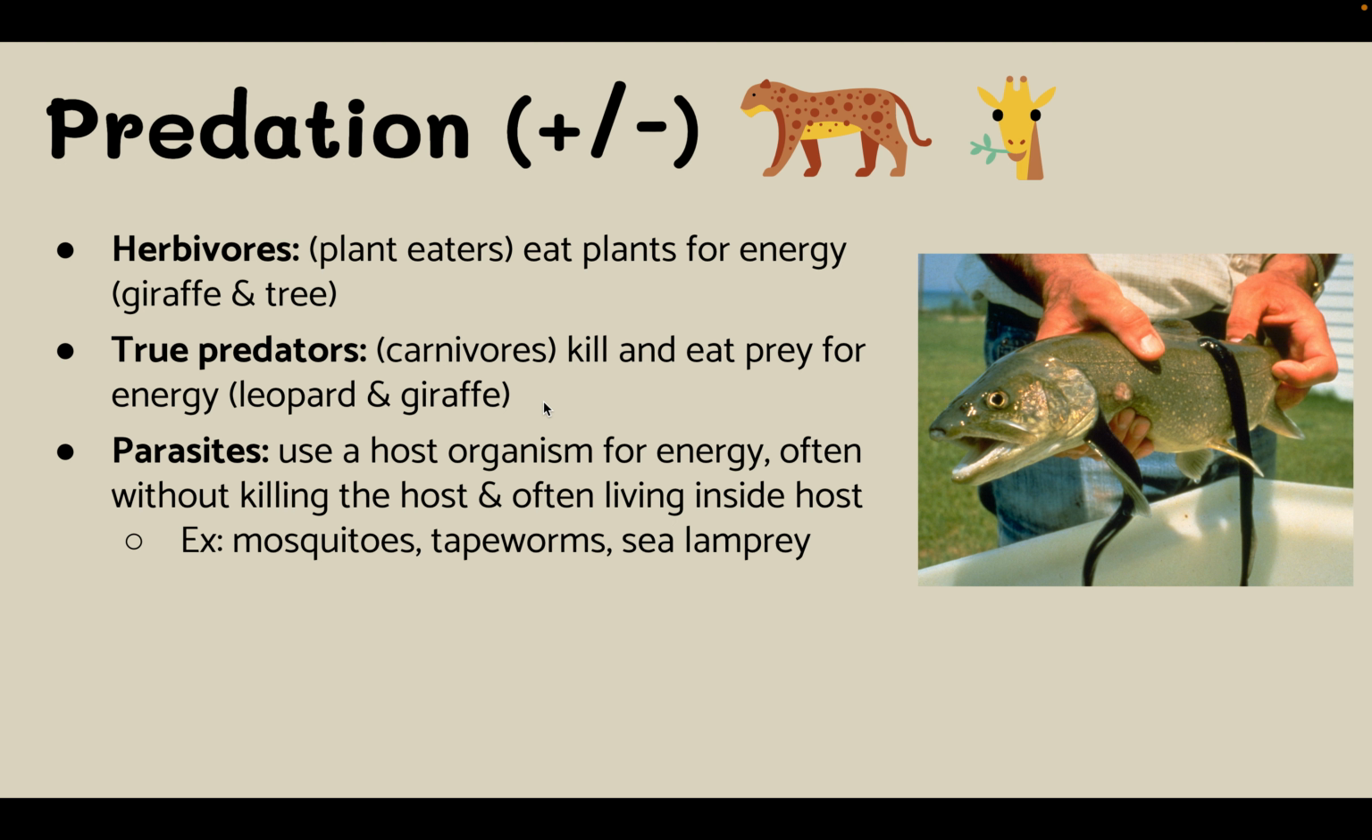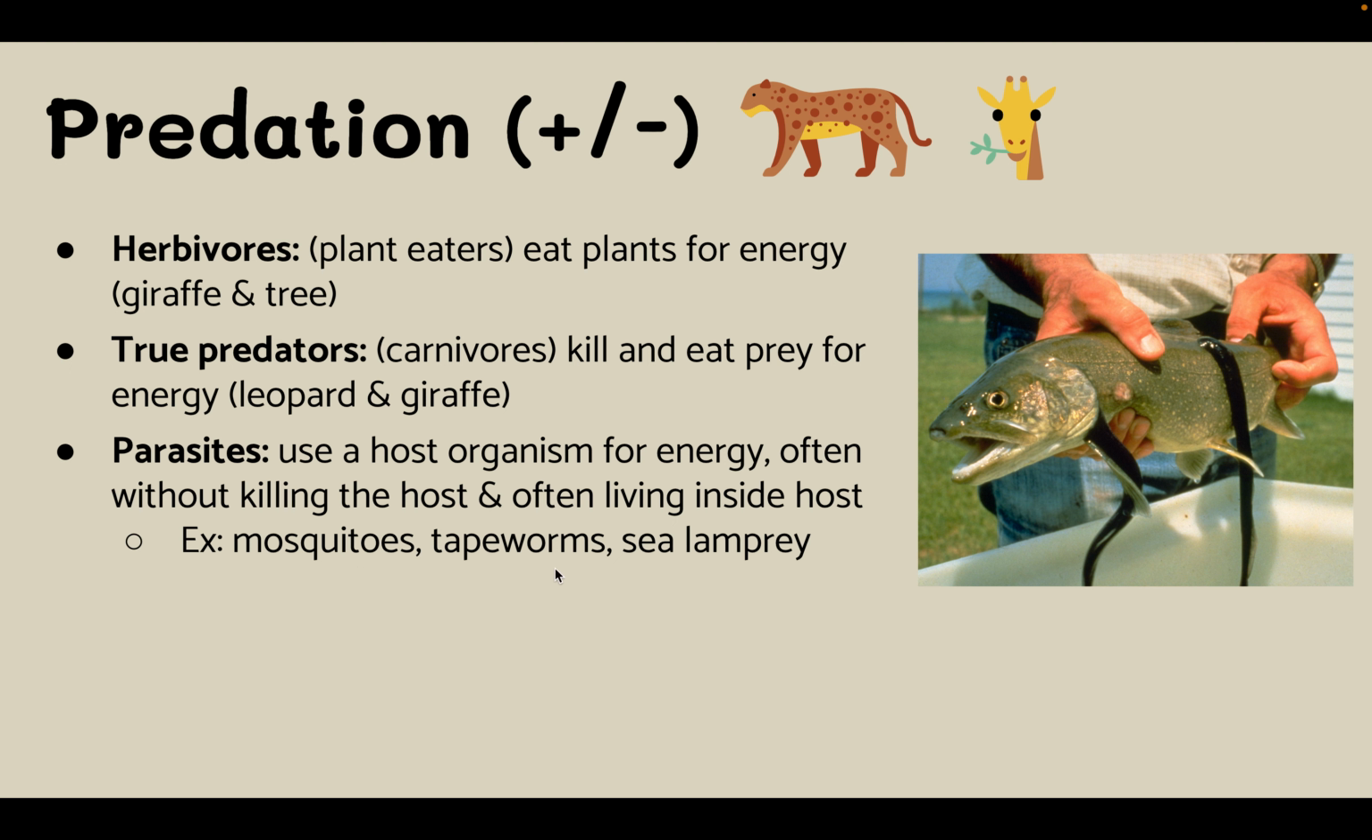And then a parasite is another form of predation. So it uses a host organism for energy, often without killing the host, and lives inside the host. It wouldn't be beneficial to kill the host because that's where you're getting its energy. An example of this that you're probably very familiar with is mosquitoes. Mosquitoes are parasites. We are often the host. So the mosquito bites us and feeds off of us, but it doesn't kill us unless we develop a disease, but that's a different situation. It can't drain us of blood.